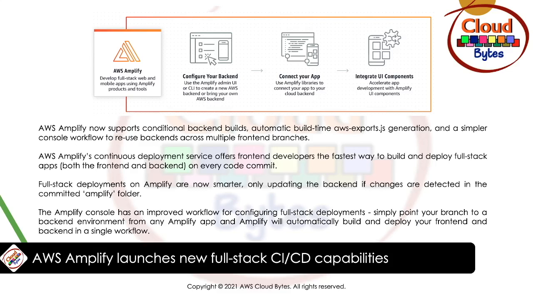The Amplify console has an improved workflow for configuring full-stack deployments. Simply point your branch to a backend environment from any Amplify app, and Amplify will automatically build and deploy your frontend and backend in a single workflow. Additionally, if you only want to build your frontend, you are no longer required to check in your AWS export file. Amplify automatically generates a file at build time for the selected backend environment.